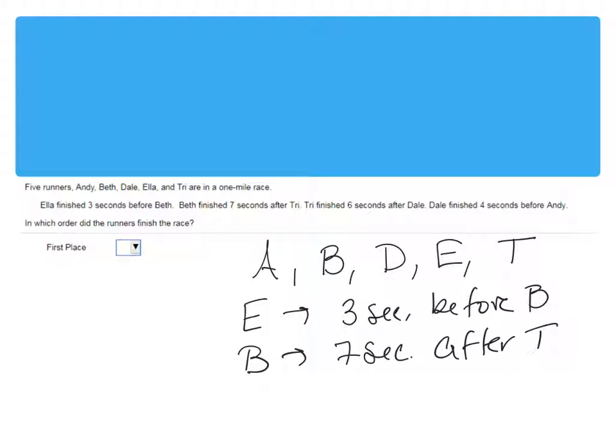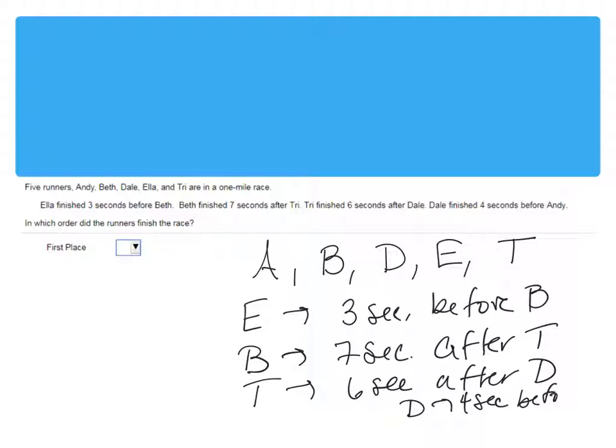Try finished 6 seconds after Dale. Try, 6 seconds after D. And Dale finished 4 seconds before Andy. I'm going to just really do some guess and check with this one and play around with it a little bit. So let's put these in order just up at the top based on what we have.